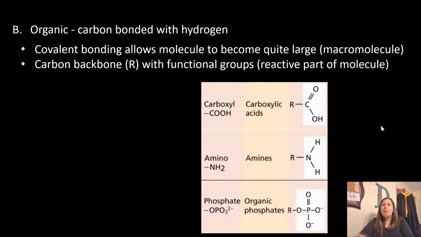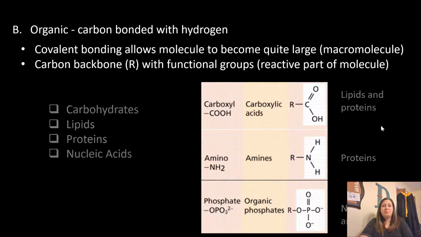They normally have a carbon backbone, with functional groups attached to it. The functional groups are the parts that actually react with other molecules. Some examples of functional groups shown here are carboxyl, aminos, or phosphates. These are tagged onto that R chain, which is the carbon backbone, and this changes the properties of that particular molecule.